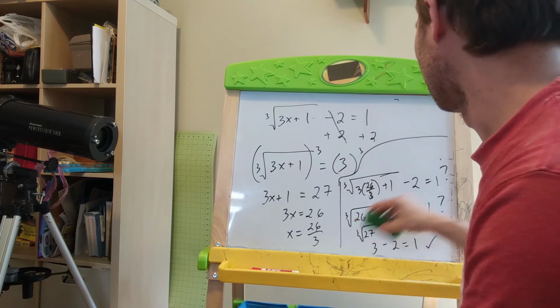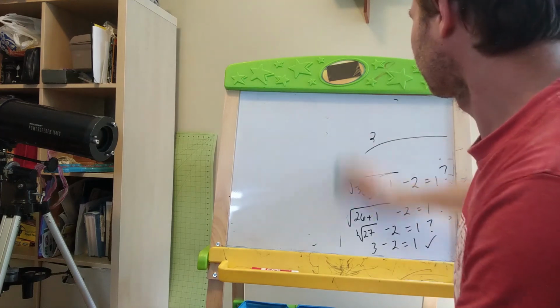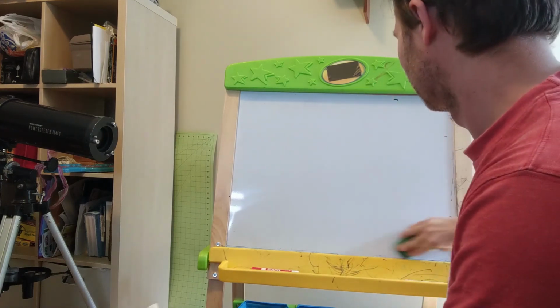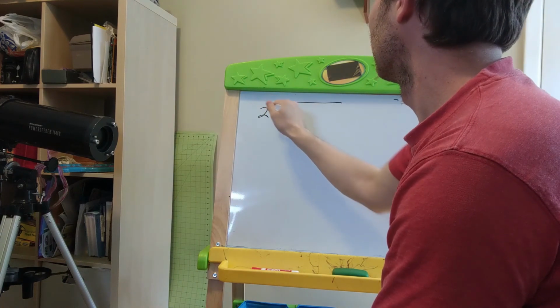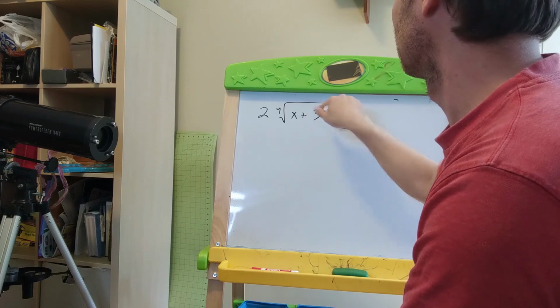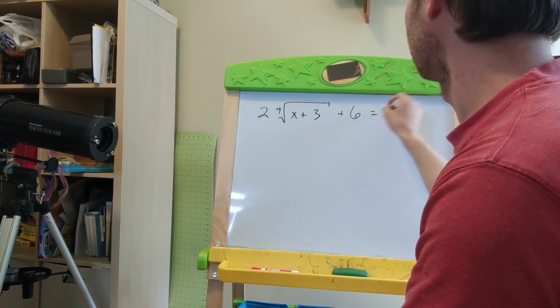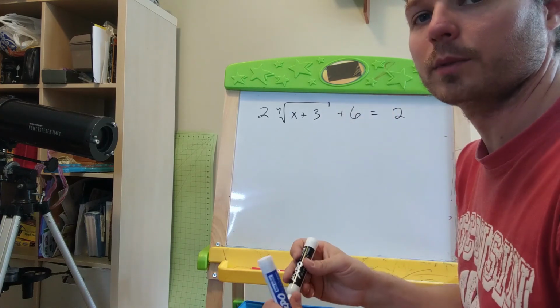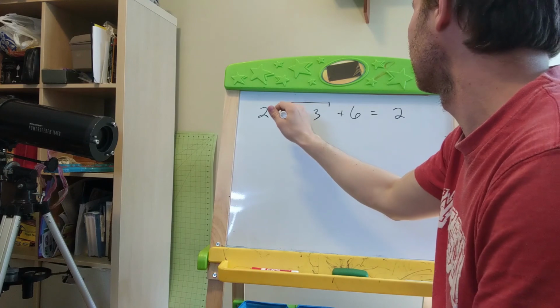Maybe I'll do one more quick one that has a fourth root in it. So let's do one like this. How about 2 times the fourth root of x plus 3, plus 6 is equal to 2. All right, so we'll get a nice big one. 2 times the fourth root of x plus 3, plus 6 is equal to 2.